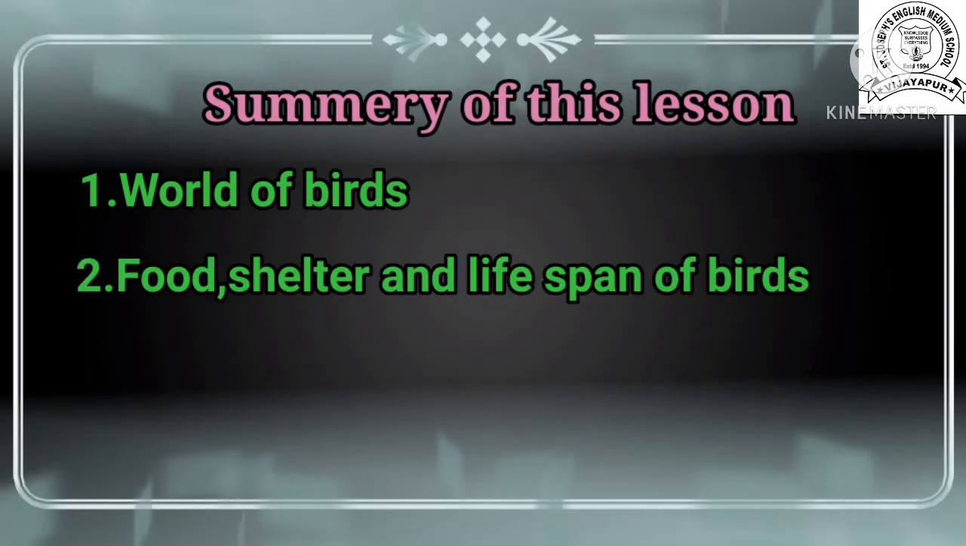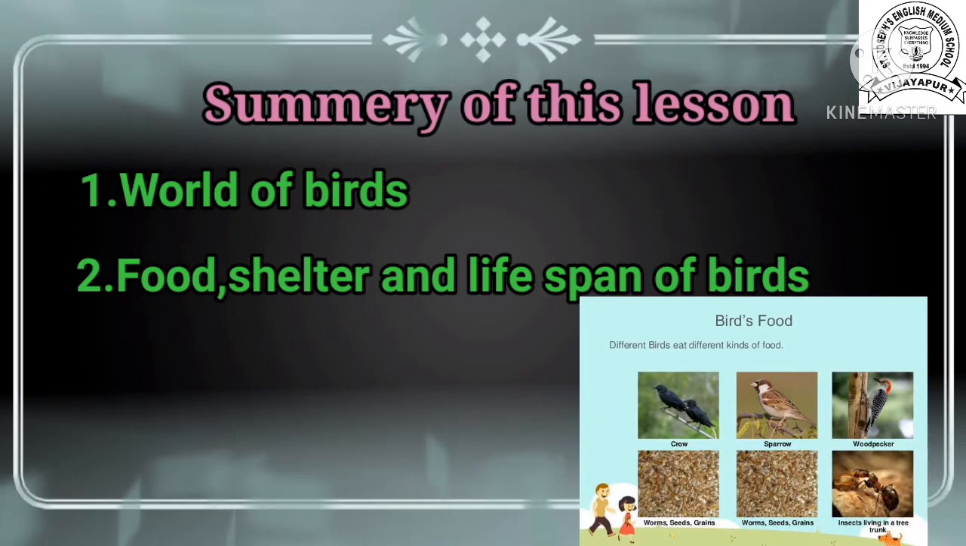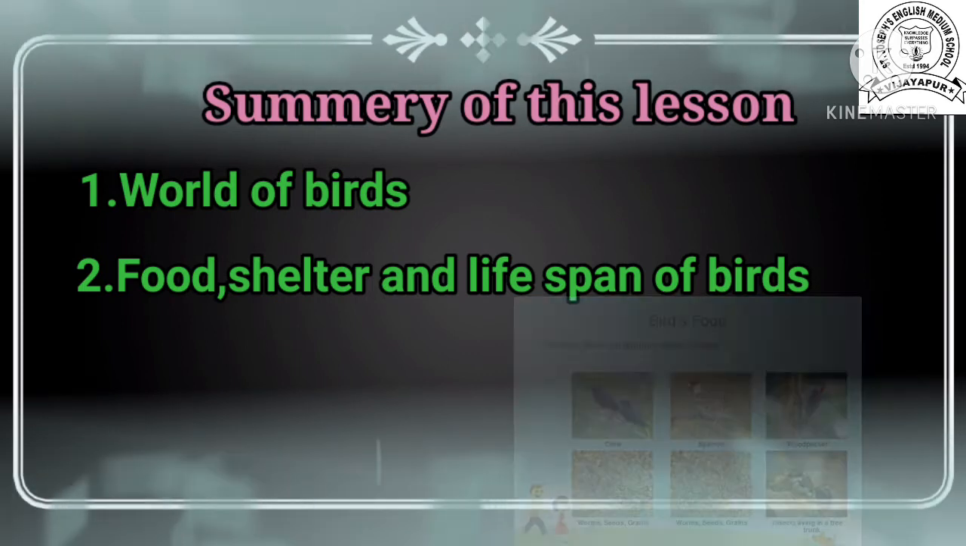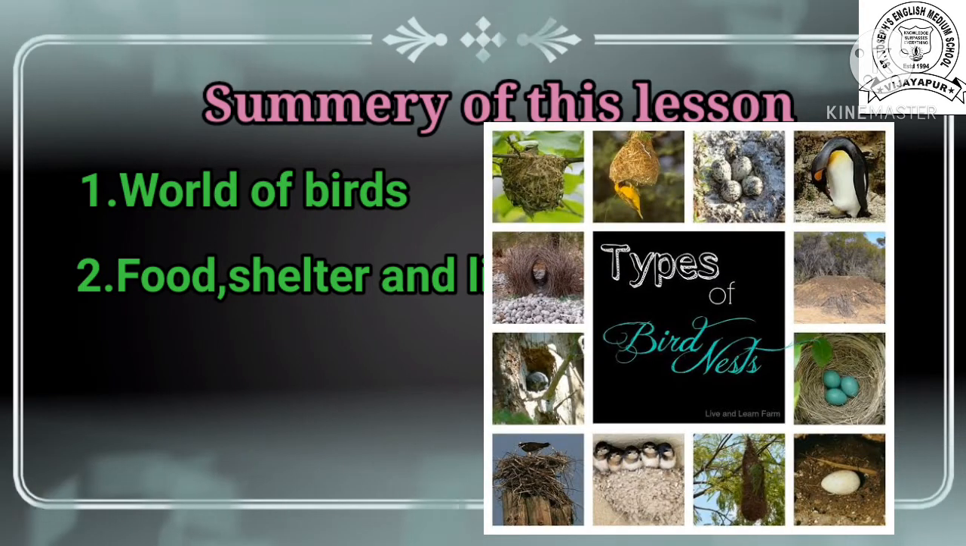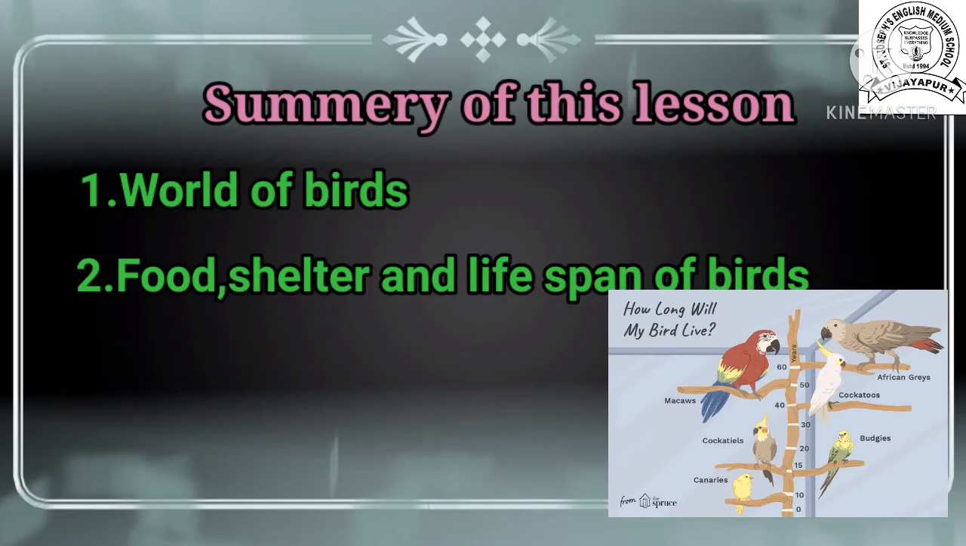Next we learned about the food, shelter and lifespan of birds. Some birds can eat only fruits. These are frugivores or herbivorous, and some birds can eat only insects. And some birds can eat both. Birds build their own nest to lay, hatch and protect their eggs and young ones. Some birds have a very short lifespan and some have a very long lifespan.